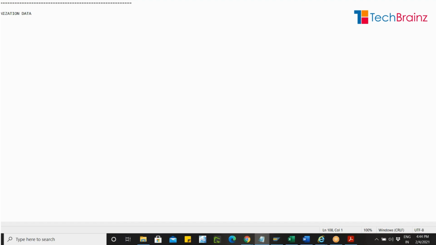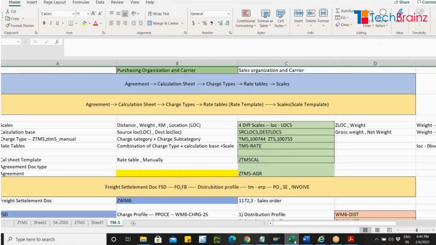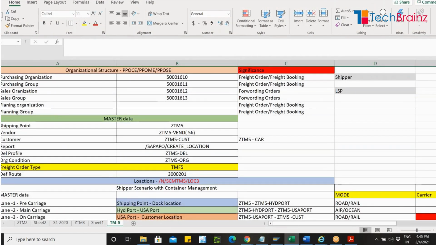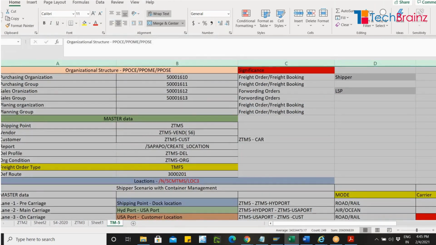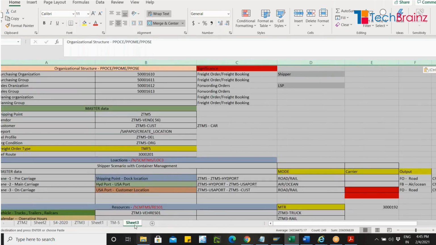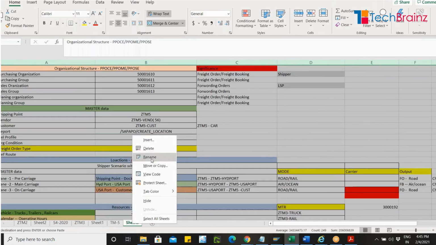So can someone list out the organizational data we really require here, guys? Can someone tell me that? Yes, I think shipping point is the main one, right? So shipping point would be required. Plant, shipping point.